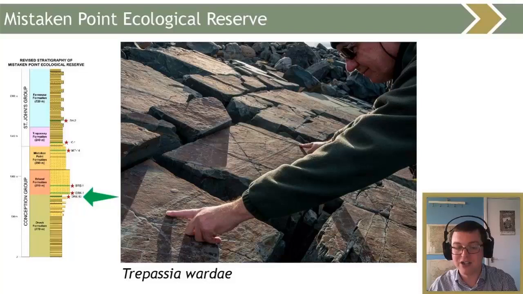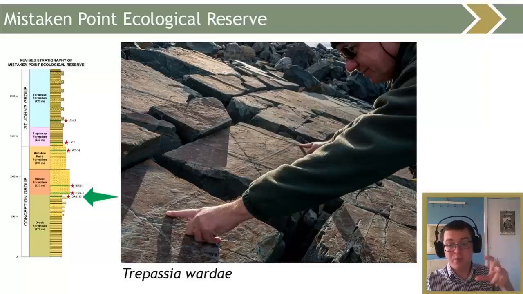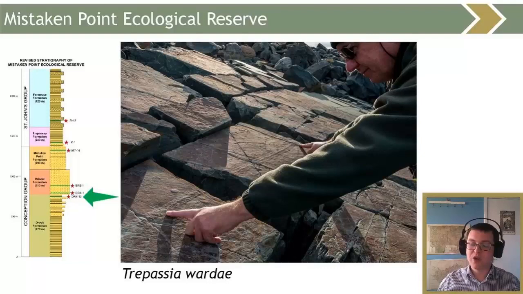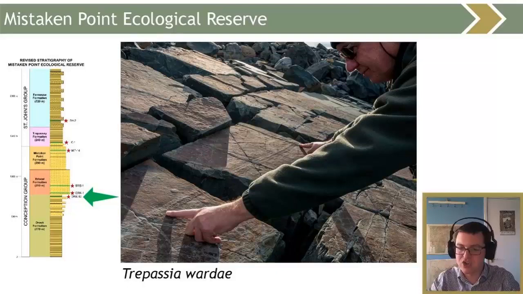So at the bottom there, in what's called the Drook Formation, one of the thickest formations we find at Mistaken Point, these are rocks that are about 575 million years old. Here's a picture of Dr. Richard Thomas, who was in charge of the bid for Mistaken Point to become a World Heritage Site. He is a trained geologist and was also the reserve manager for a while at Mistaken Point as well. And you can see him pointing out with his arms a strange strip-like organism, and it's called Trepassia wardae.